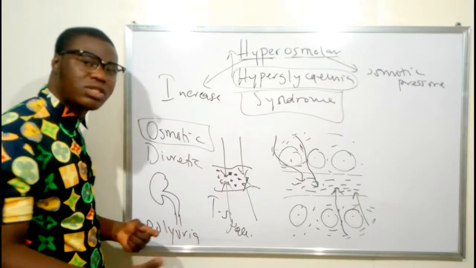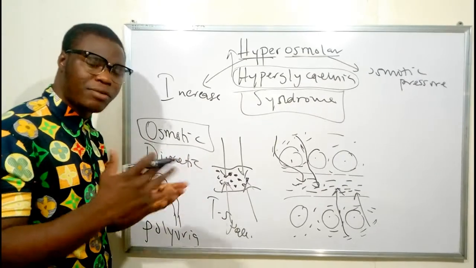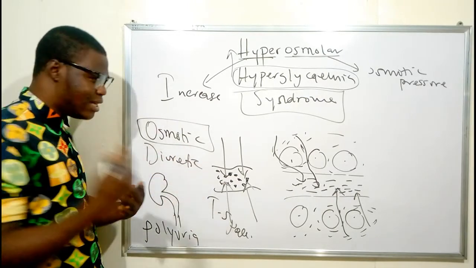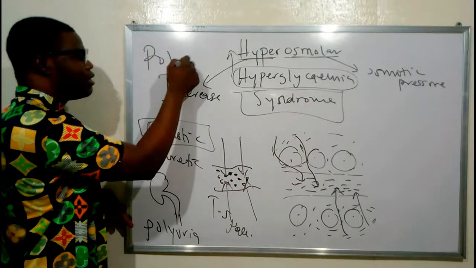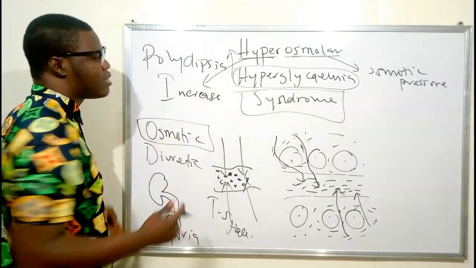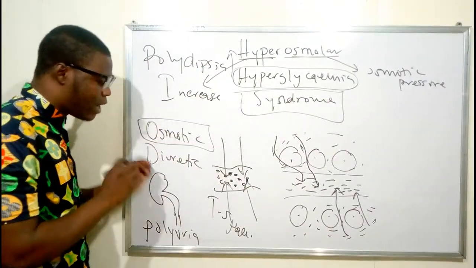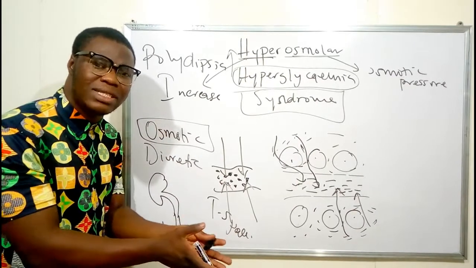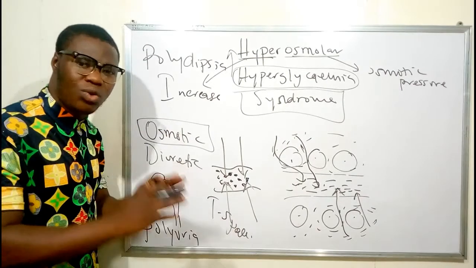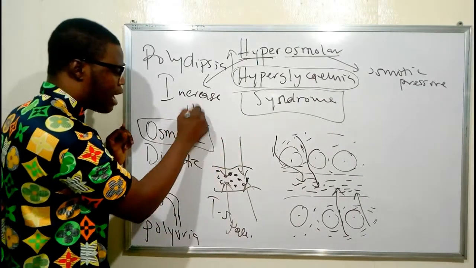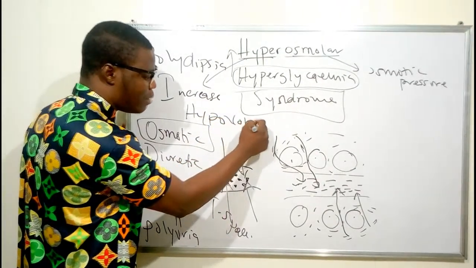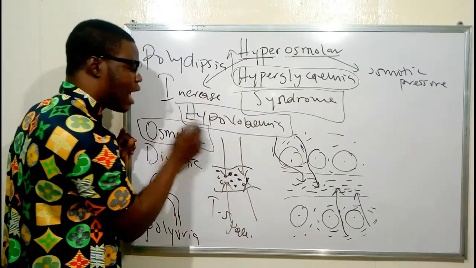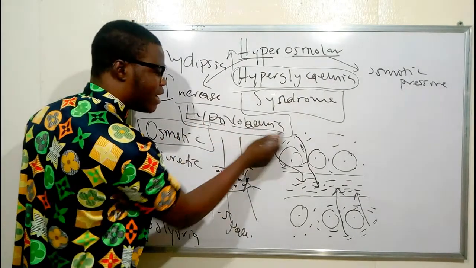Because the person is losing a lot of water, the person is going to have the signs and symptoms of dehydration as well. Apart from that, the person is going to suffer from polydipsia, increased thirst rather, which leads to increased intake of water. Now, what is going to happen next? Because this person is losing a lot of water to the environment, the person is going to have a low level of blood called hypovolemia. Hypo means reduced or below, and volemia is volume of blood.